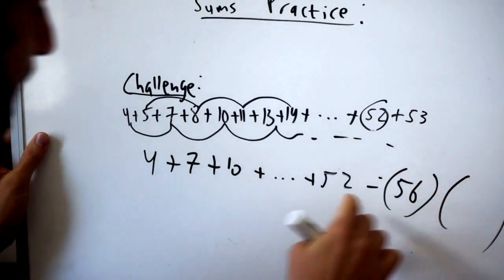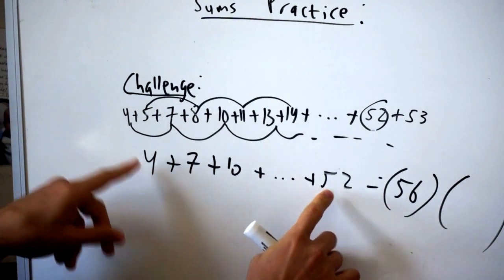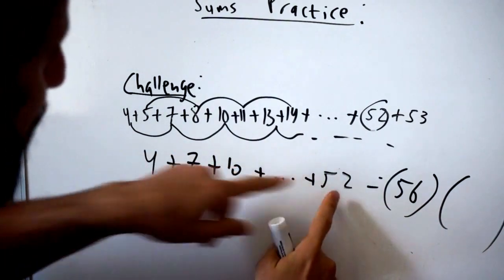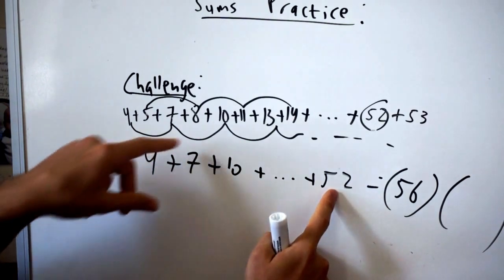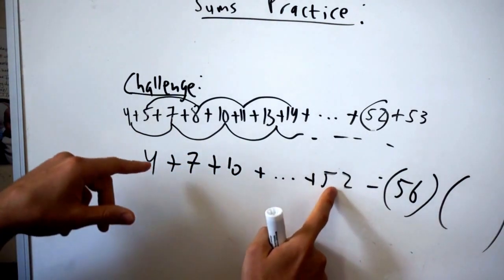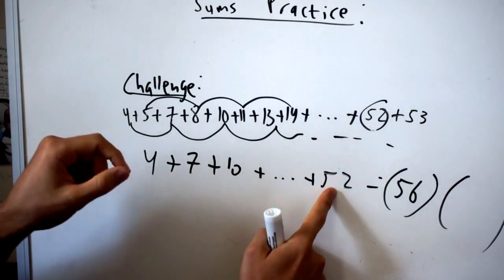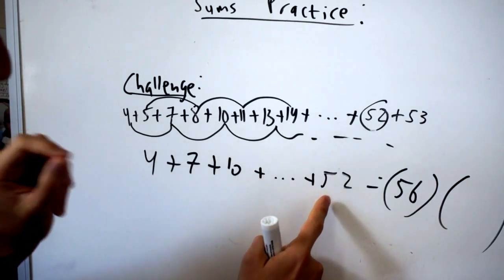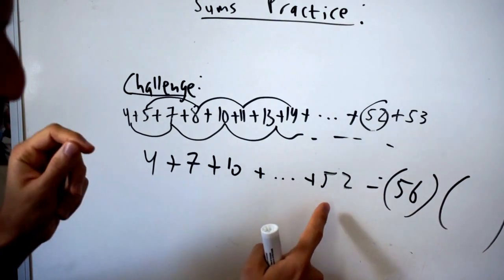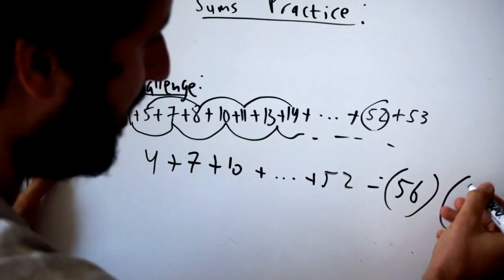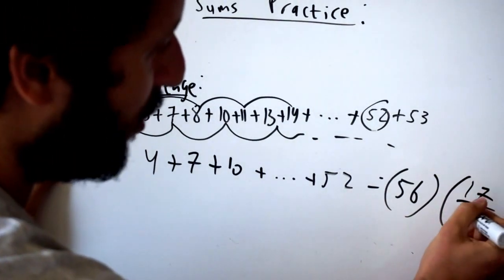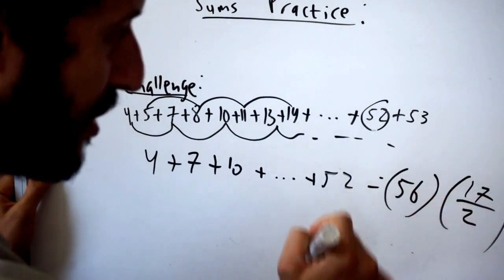And now we just need to find the number of pairs. So what's the distance from 4 to 52? It's 48. Now we're moving in step sizes of 3. So 48 in steps of 3 is 16 steps. 48 divided by 3. Now 16, that's steps, so the number of numbers is one more, so it's 17. So there's 17 over 2 pairs because there's 17 numbers.